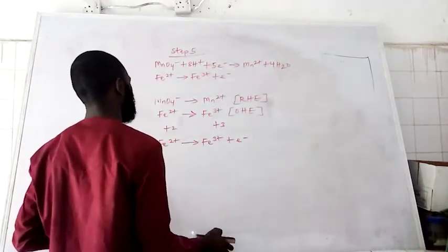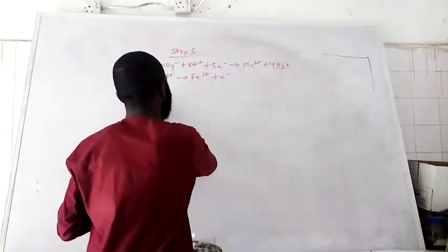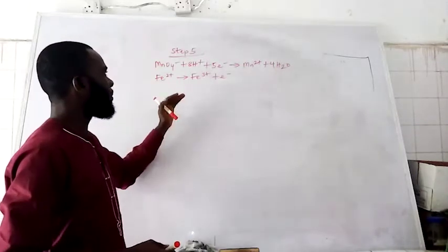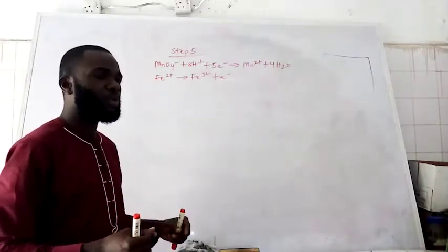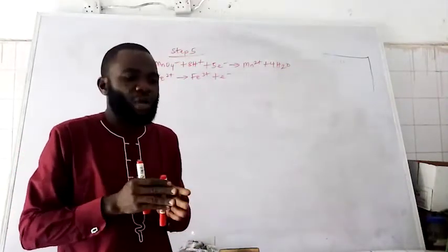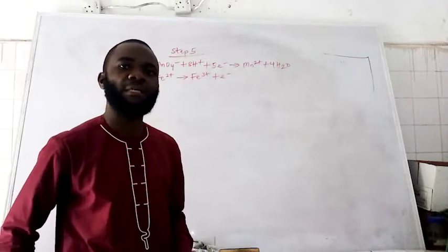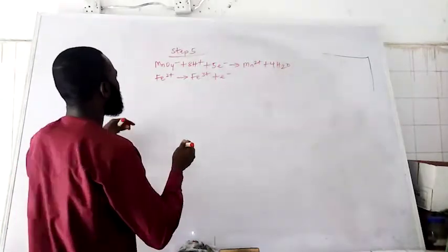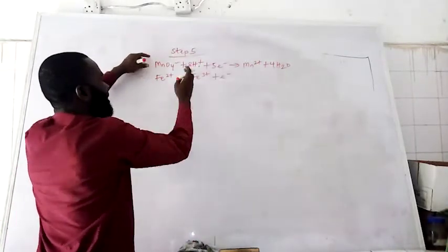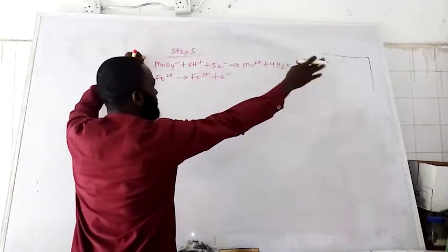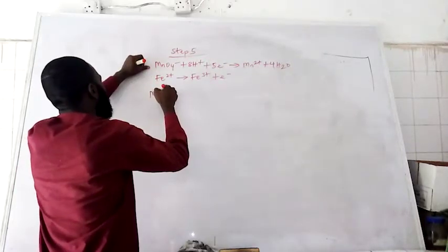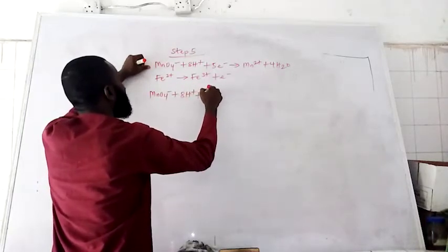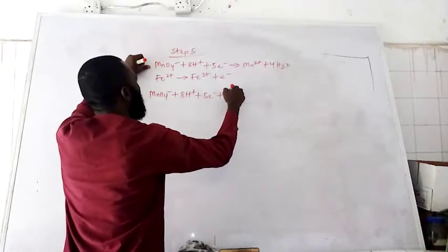So this is my step 5. I've been able to balance the atoms and the charges. So what I'm going to do now is to sum up the equation so as to have my net equation in acidic medium. What I have on the left hand side will be on the left hand side, and whatever I have on the right hand side will be on the right hand side. So I have MnO4- plus 8H+ plus 5e- plus Fe2+.